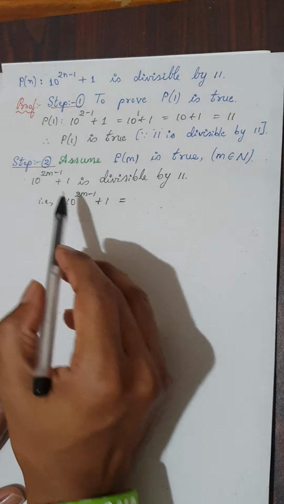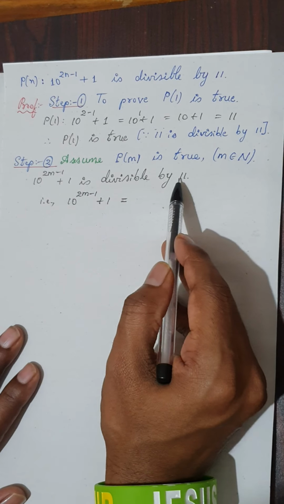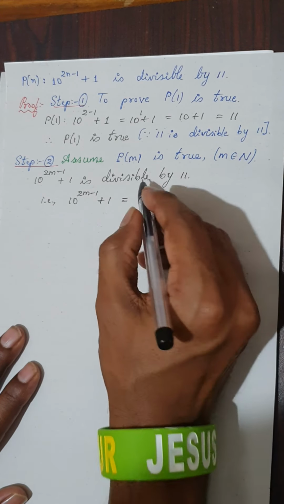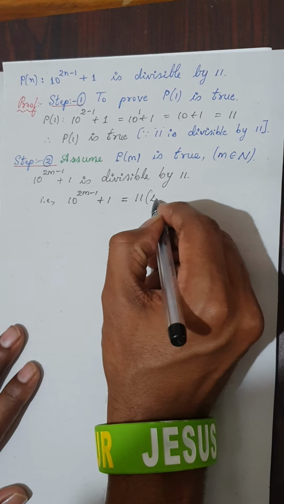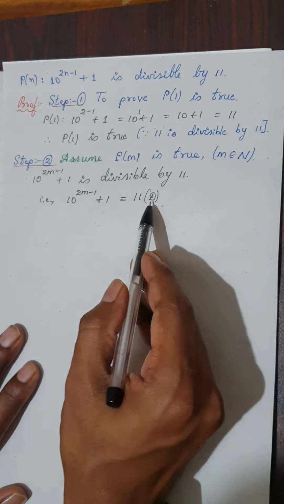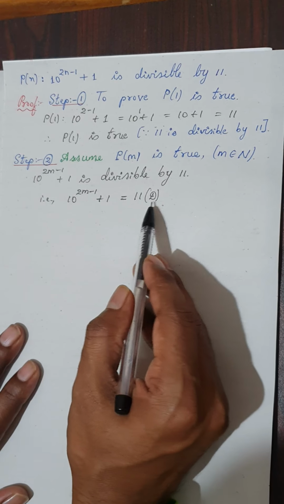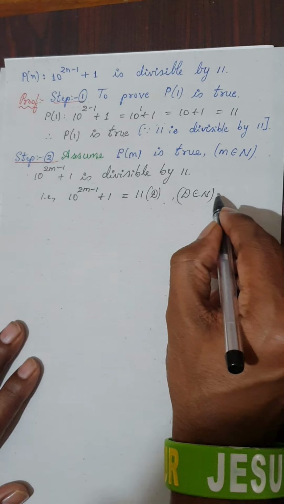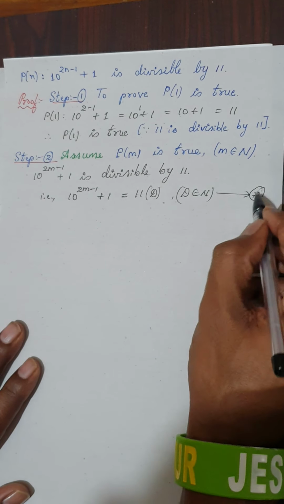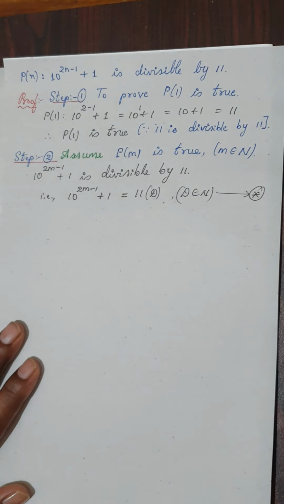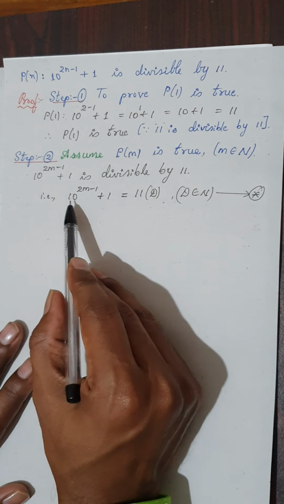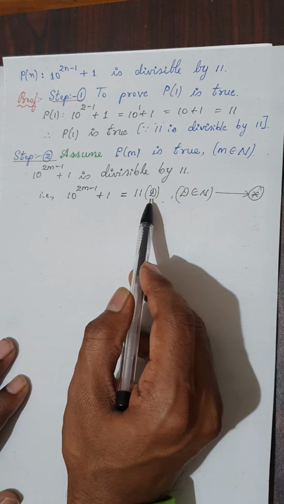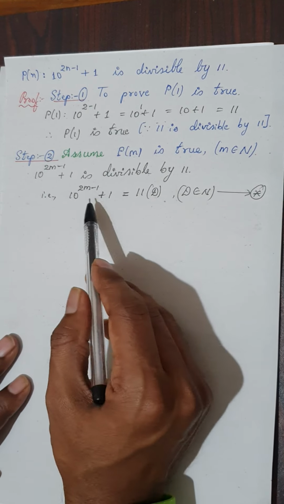Now, what do you mean by something is divisible by 11? That means this term 10 power 2m minus 1 plus 1 should be 11 into some constant, let me take it as d, 11d, where this d will belong to some natural number. I'm going to consider this as the step equation star. Very important step, please consider this. Because this is divisible by 11, I'm going to consider it as 11 times some constant d. So let's go on.